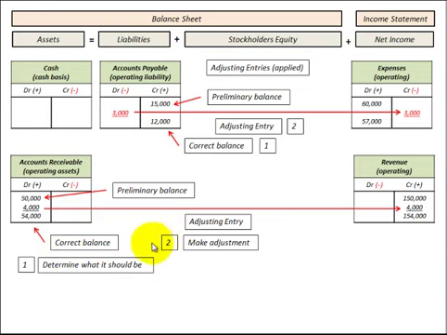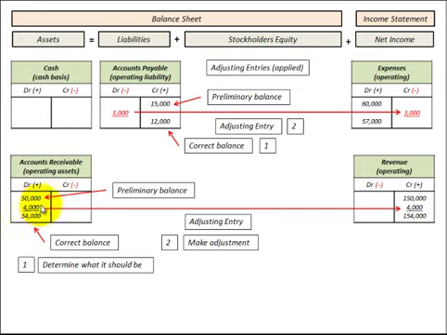And then the second thing you have to do is determine what adjustments you have to make. To determine this adjustment, we take our preliminary balance. In this case, it was $50,000 debit to accounts receivable, and our correct balance should have been $54,000. So we know that we have to make an adjusting entry by increasing our accounts receivable by $4,000. The $4,000 plus the $50,000 preliminary balance would be equal to $54,000, or our correct balance.